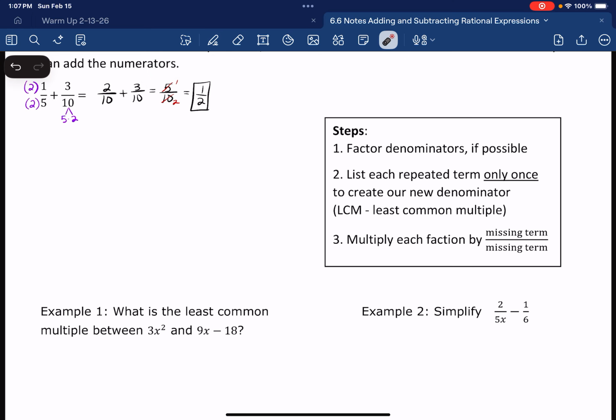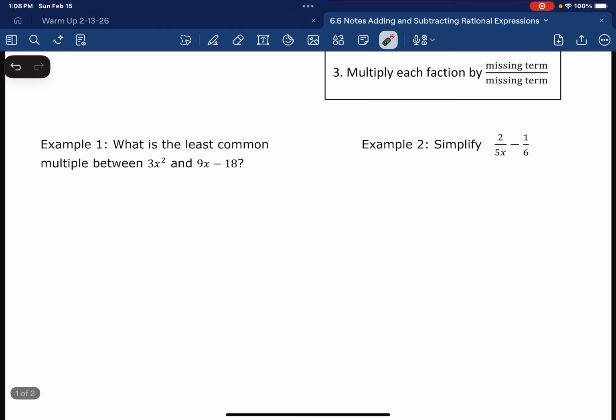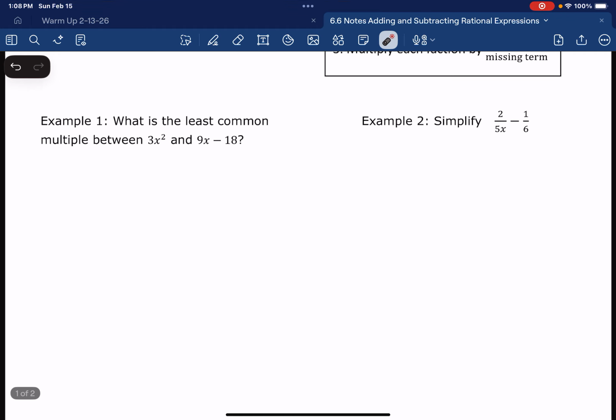So here are the steps when we're adding and subtracting rational expressions. The first thing you want to do is factor your denominators if possible, which is what we did right here. The next thing you need to do is list any of your repeated terms only once to create your new least common multiple. We want the smallest common multiple between the two denominators. And then we're going to multiply each fraction by the missing term over the missing term. All right, so let's just take an example really fast of finding least common multiples.